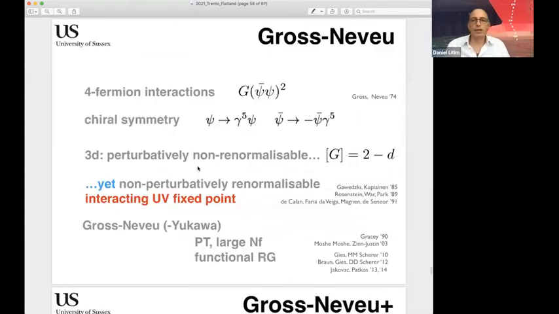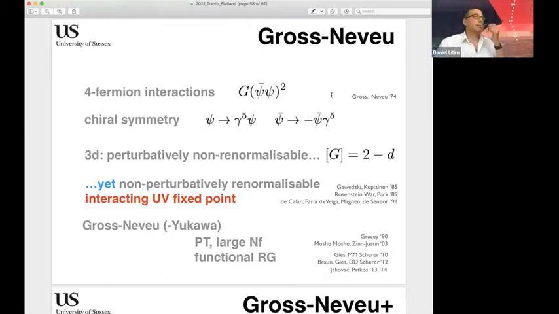Okay, so now in the final 5 minutes, I'm going to turn to Gross-Neveu in 3D. The name of the game now is that I'm interested in fermionic interactions, and I switch on 4 fermion interactions such as this one.